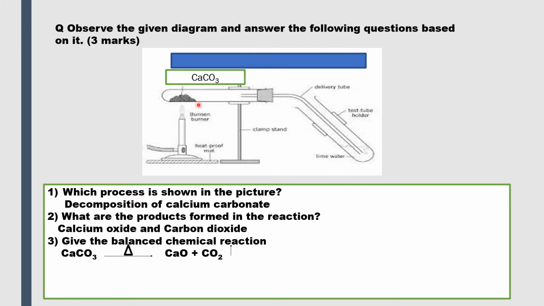The process shown in the picture is decomposition of calcium carbonate. Now when calcium carbonate is heated, CaCO3 heated, so we have to show a triangle, symbol of triangle, in order to show the symbol of heat. So when calcium carbonate is heated, calcium carbonate decomposes into calcium oxide and carbon dioxide. So the second question is, what are the products formed in the reaction? The products formed are calcium oxide and carbon dioxide. And of course the third question is, write down the balanced chemical equation.